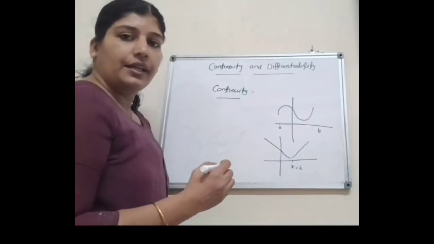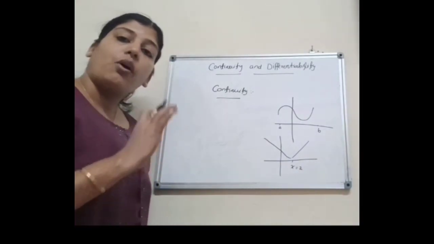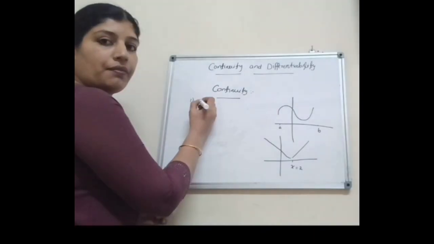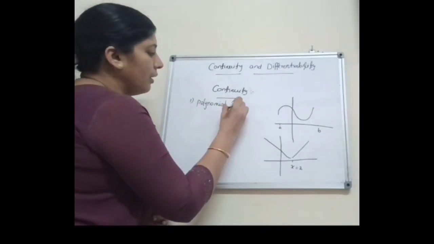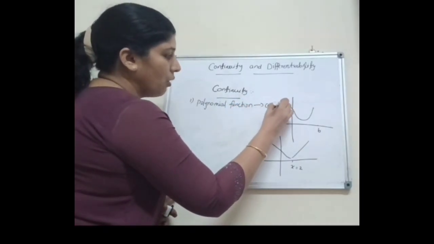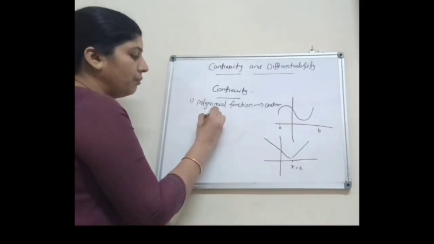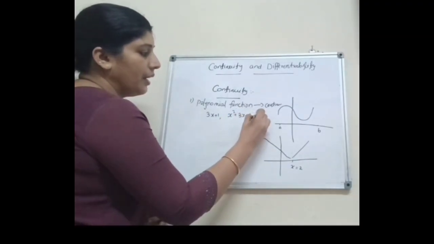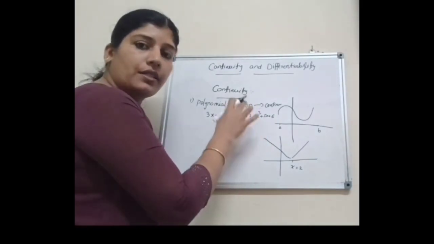Some basic ideas about the continuous function. Let us consider it. Some functions are always continuous. First, consider polynomial functions. Polynomial functions are always continuous. What are polynomial functions? We know that polynomial functions are of the form 3x plus 1, x square plus 3x plus 2, then x square plus 5x plus 6, like that. These types of functions are always continuous.